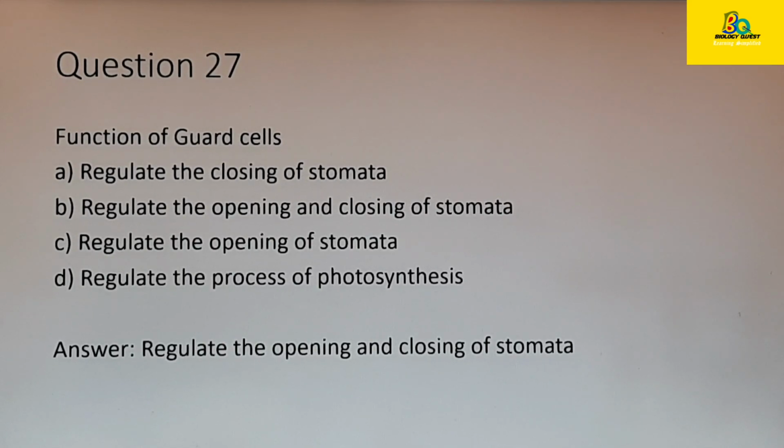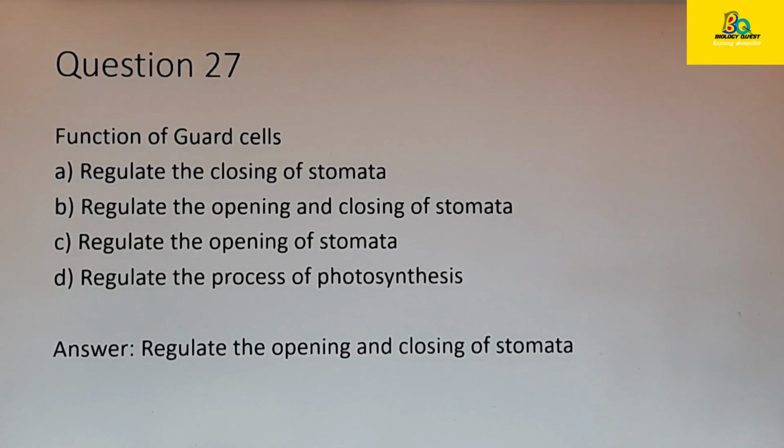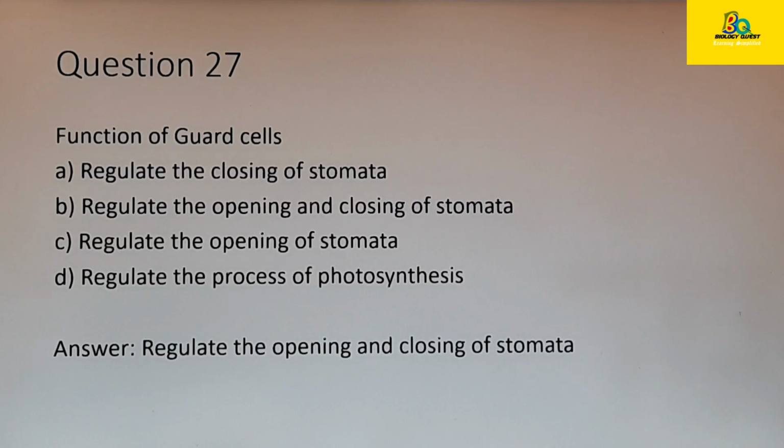What is the type of wall thickening that you see in guard cells? The outer walls are thin and the inner walls are thick. As a result of the entry of water or endosmosis, the guard cells become turgid and the thin outer walls bulge outwards and the thick inner walls curve inwards, thereby opening the stomatal aperture. Then during night or when no photosynthesis is taking place, the guard cells lose water, become flaccid, and the stomatal aperture closes. So the function of guard cells is to regulate the opening and closing of stomata.